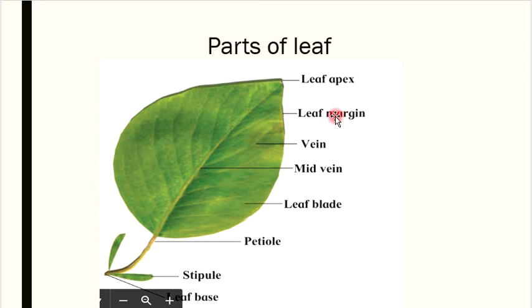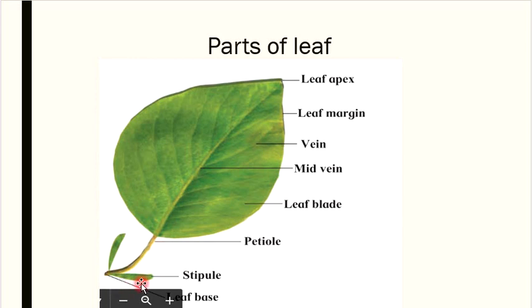We have the leaf blade or the lamina. The entire broad spread out part of the leaf is the leaf blade. Then there are leaf margins, which is the edge of the leaf. This is the leaf margin. The tip of the leaf is called the leaf apex. Petiole is the stalk of the leaf.